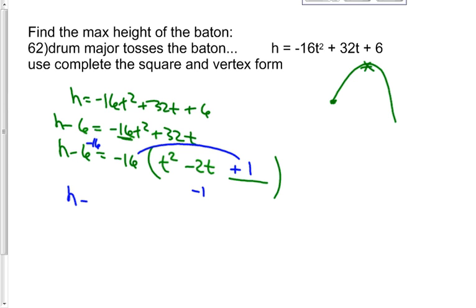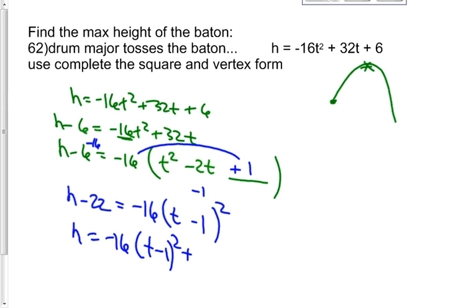H minus 22 equals negative 16. Now I can do my parentheses with my half the b term, (t minus 1) quantity squared. And now let's move the 22. H equals negative 16(t minus 1) squared, plus 22. Now do we have appropriate vertex form? Yes. Now can you tell me the vertex? h, k is 1, comma 22. So the maximum height is your k value, 22.